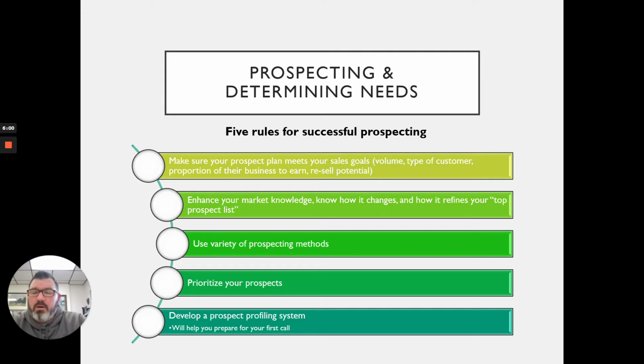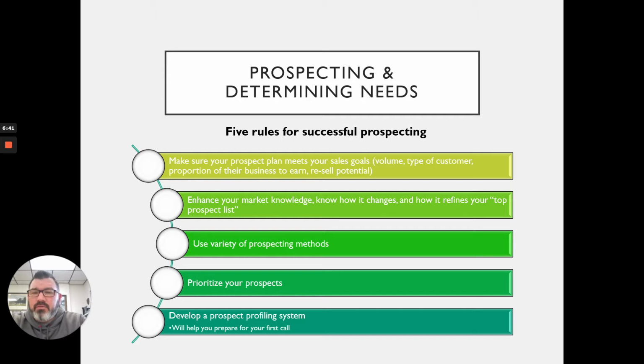Enhance your market knowledge all the time. Always know how a market changes, how it refines your top prospect list. We all know that the landscape out there in the business changes constantly, whether it's those renting more ground and those that lost ground, or those that are adding cows versus those that are losing cows, those that are exiting the business versus those that are growing their business. Make sure that you understand that market knowledge, and I'm not talking about rumor or innuendo. It's actual market knowledge. What are people actually doing, and how is it actually affecting the marketplace?